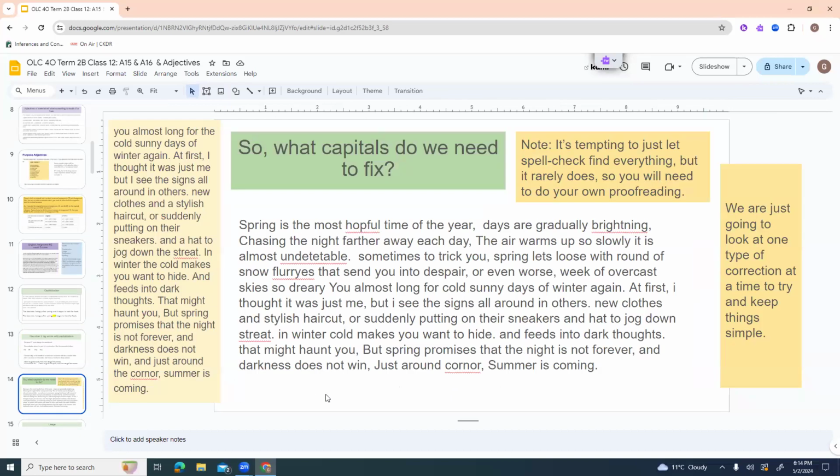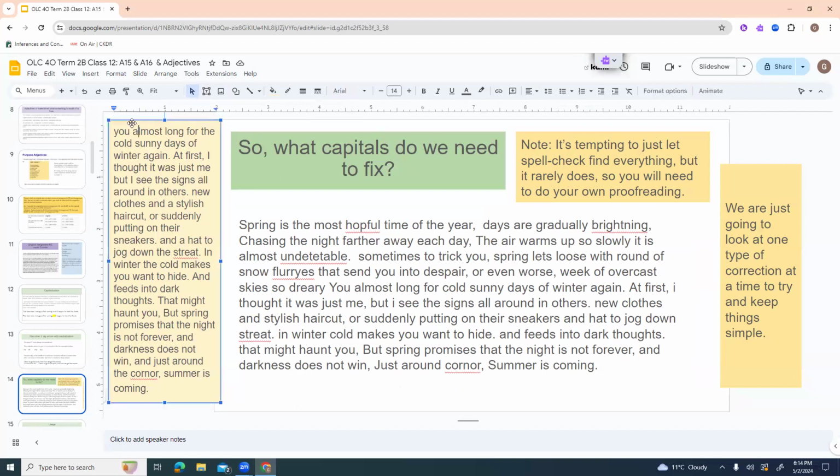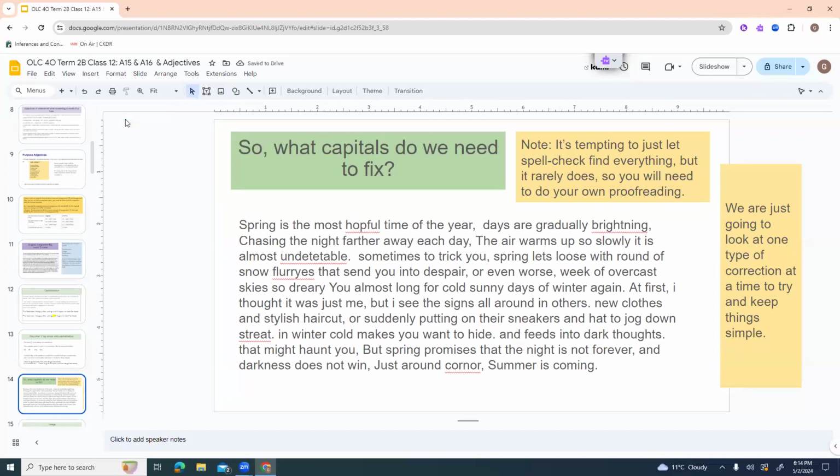Okay, so here, hang on a second. Let me just get rid of this. What I did here was I wrote out a little paragraph so that we could run through some of the things we need to edit and tackle it one at a time.